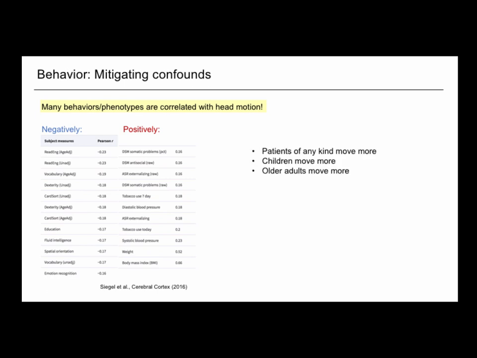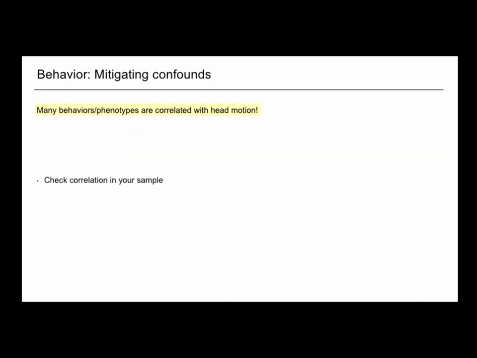In general, patients of any kind are going to move more, young children are going to move more, and older adults are going to move more. So it's really important to keep this in mind. Ways of dealing with this: check for the correlation. You can't do anything about it if you don't look for it in the first place. You can consider excluding particularly high motion subjects. Again, this is fairly obvious probably to many of you.